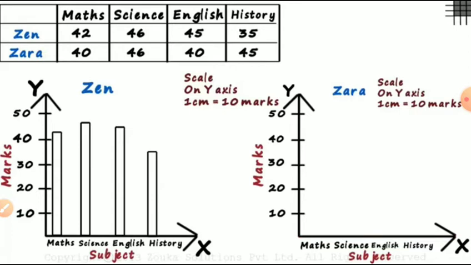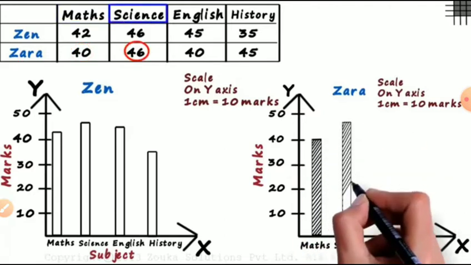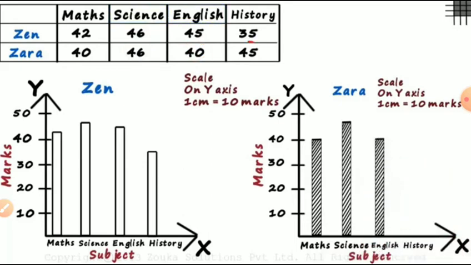Let us use different styles of bars this time. Let's draw shaded bars. Zara has scored 40 marks in mathematics. We draw a bar up to the height of 40. She has scored a 46 in science, 40 in English, and 45 in history. We are done. Now we have the bar graphs to represent the performance of Zen and Zara in 4 subjects. So if you're asked to name the subject in which Zen has scored the least marks, you would say it's history. And the subject in which Zara has scored the maximum marks, you would say it's science.